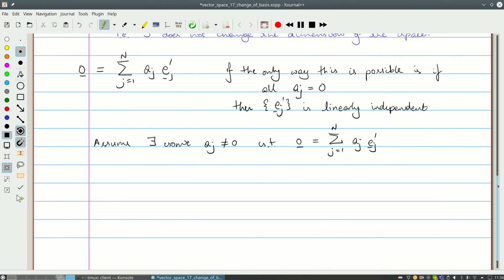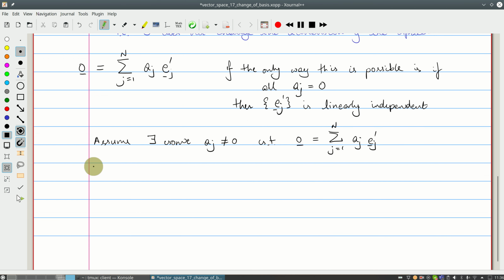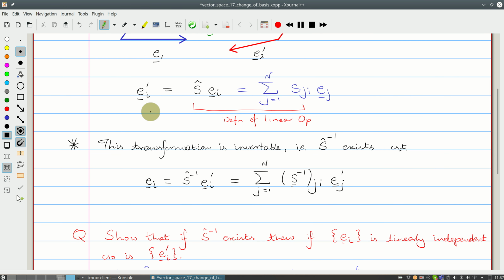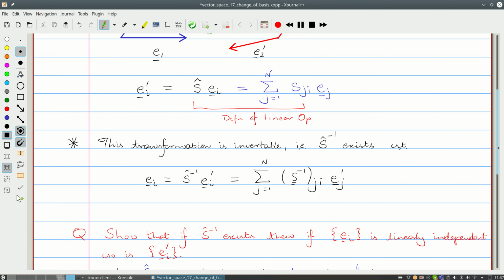Okay, so let's see how we do this. Let's start by putting the 0 vector over here, and that's equal to the sum over j of a_j e_j vector prime. Now we know how these e_j primes are related to the e_i's because that's through this operation here. So e_j prime is related to the e_j vector through this S transformation. Okay, so let's use that.